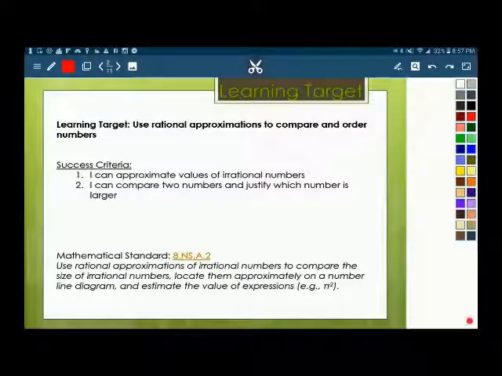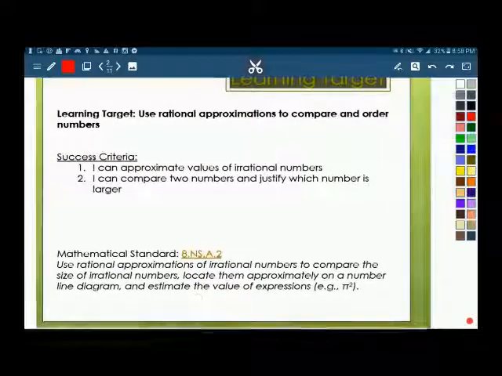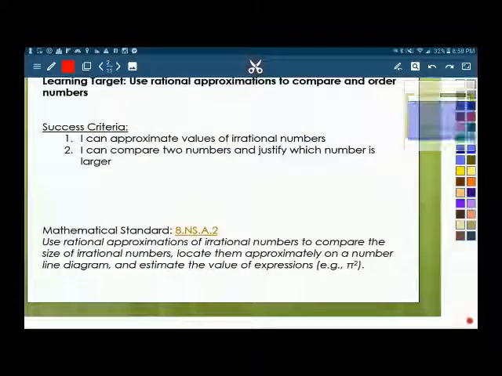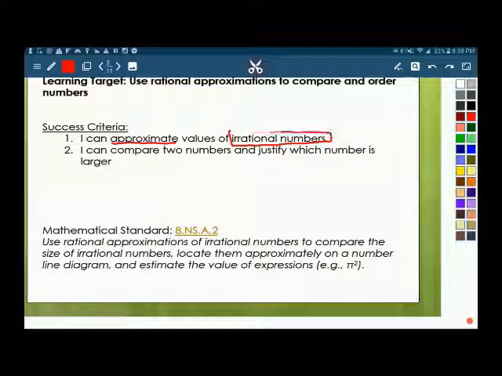When we compare and order, that just means we're going to have to look at how big or small numbers are in those decimal places so that we can put them in the correct order from least to greatest or from greatest to least. We're going to use rational approximations to compare those irrational numbers. So that was yesterday's lesson. And in order to be successful in ordering or comparing these numbers, we not only are going to have to approximate those irrational numbers just like we did last lesson, but we're going to need to use place value to compare which number is larger.